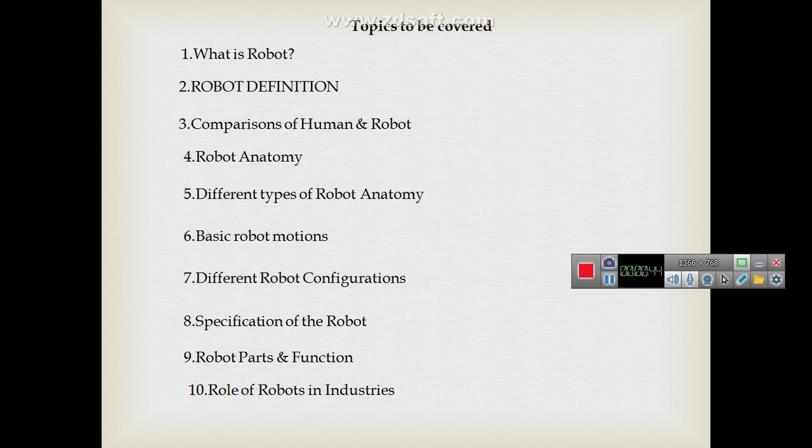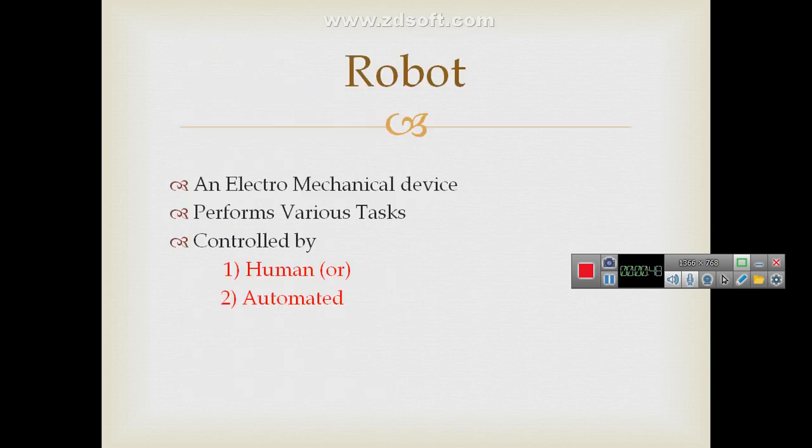So these are the topics to be covered today, right? So we can see one by one. Robot, what is robot? The meaning of robot we can see now. It is an electromechanical device which is carried to perform various tasks controlled by the human or automated. Okay, so it is called a robot.